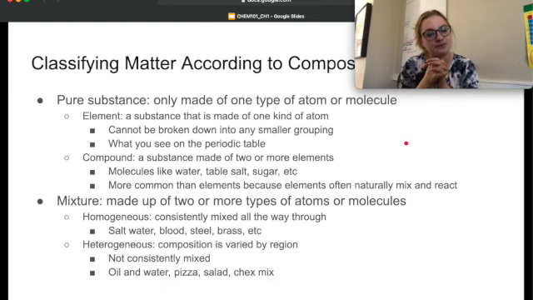So to me, an easy way to think about it is, if you can find those distinct regions where you're going to have different flavors of what's there, that is going to be a heterogeneous mixture.